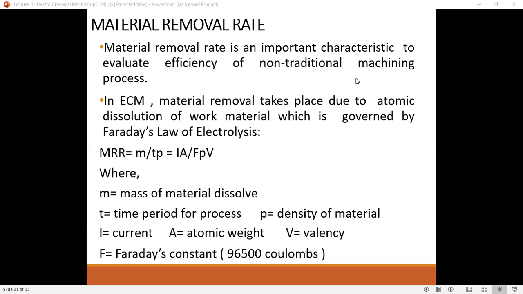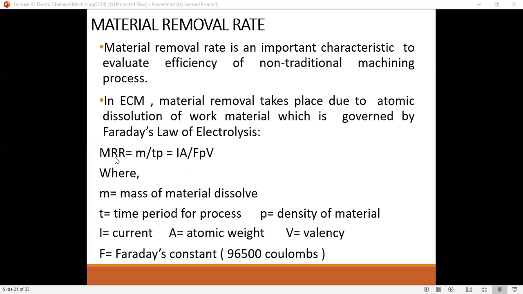Okay, as mentioned just now, material removal rate is very important in any manufacturing process, because it shows the efficiency of the process. That will determine whether the process is viable for your operation or not. So in ECM, material removal takes place due to atomic dissolution of the workpiece. So you can calculate the material removal rate in this particular process using these equations.